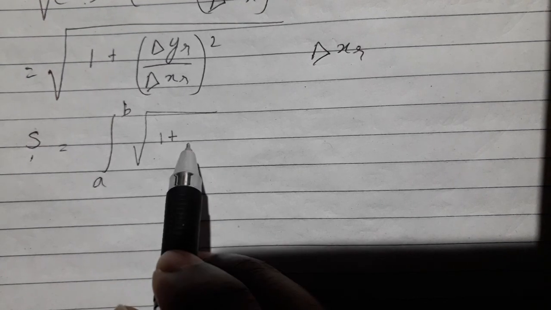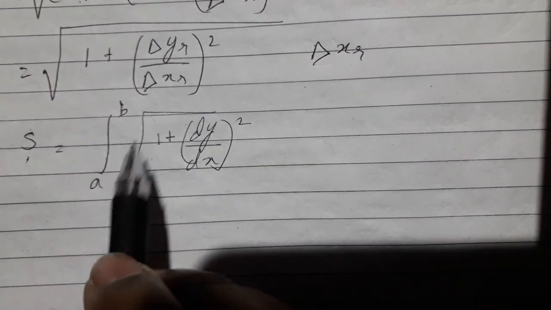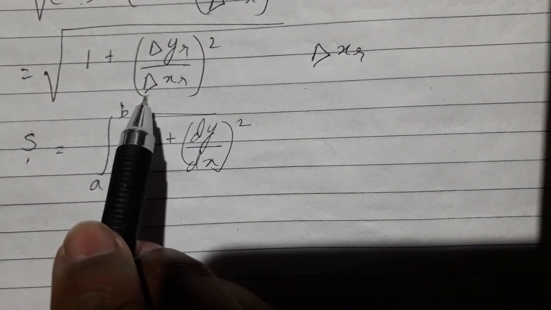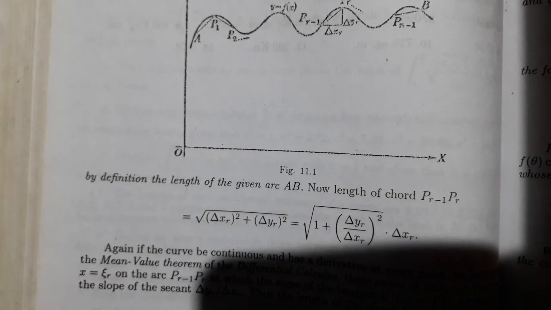So I'm writing here a to b, and we get the square root of 1 plus (del y(r) by del x(r)), which is the same as dy by dx. So we can write (dy by dx) whole square, because this is the slope of the line at the point. So this is dy by dx, and here we get dx. That will give you the length of the curve. That is how to find the length of the curve.